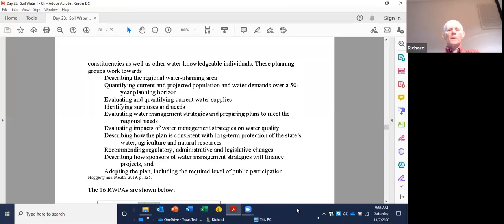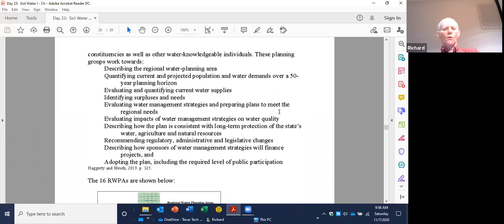They evaluated impacts of water management strategies on water quality, because water quality and quantity are interrelated. They described how the plan is consistent with long-term protection of the state's water, agricultural, and natural resources, recommended regulatory, administrative, and legislative changes, described how sponsors of water management strategies will finance projects, and adopted a plan, including the required level of public participation.